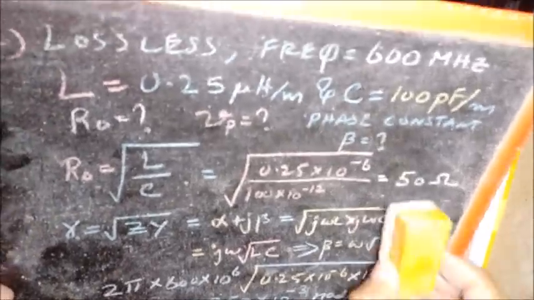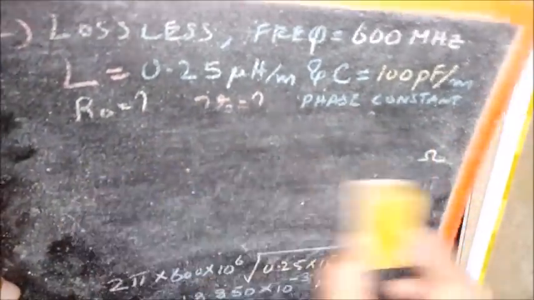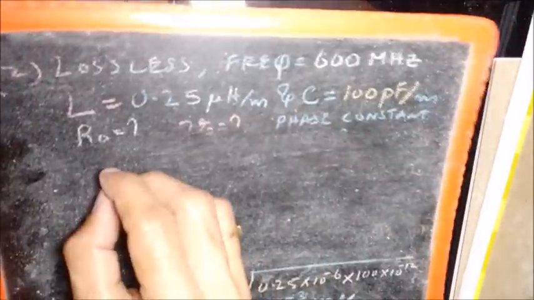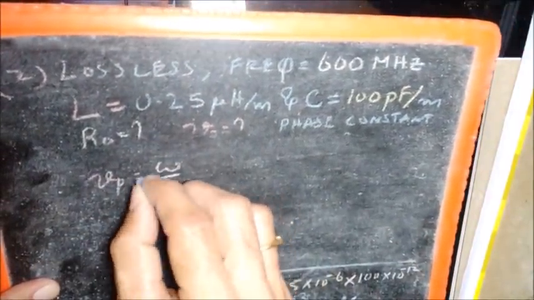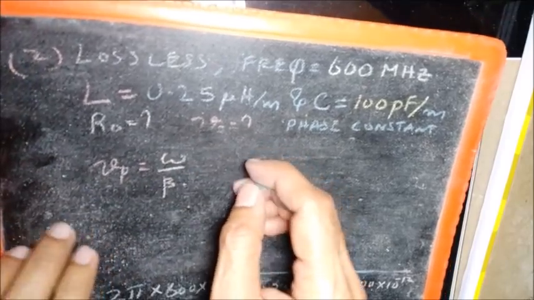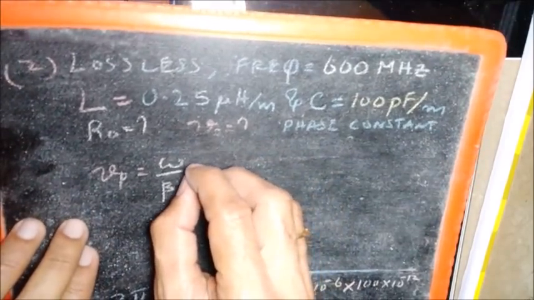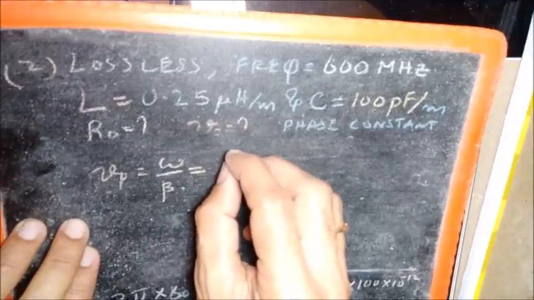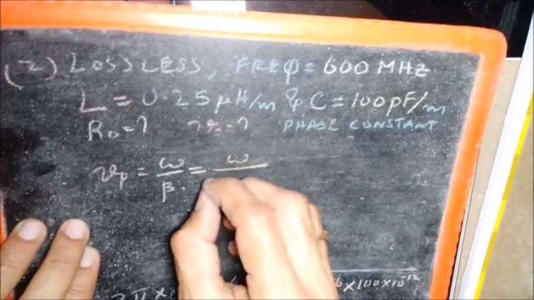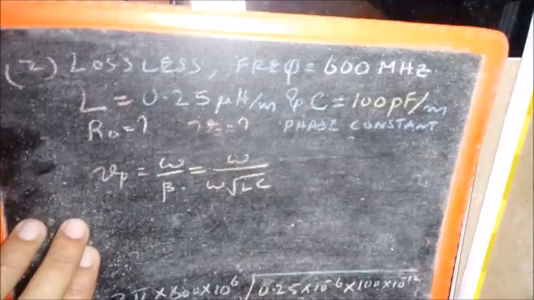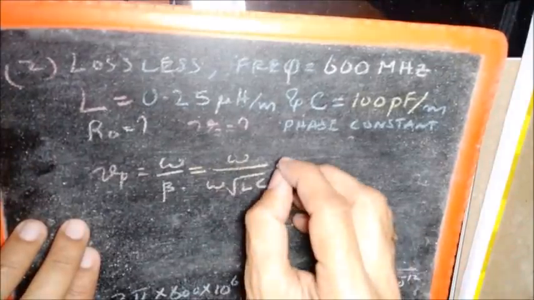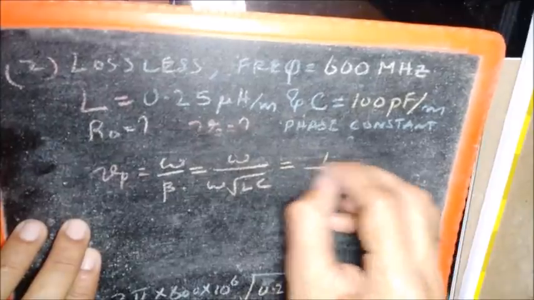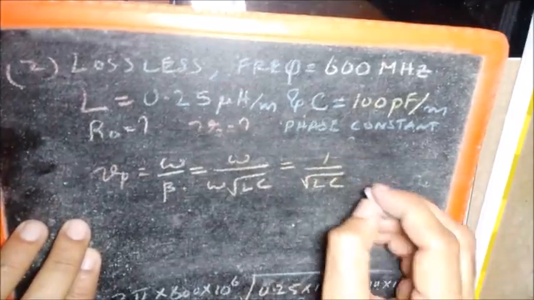And now moving on to phase velocity. Phase velocity is omega by beta. Again, I recall having taught this earlier. This will be omega by omega root LC, because just now we saw that beta is omega root LC, which means that the phase velocity is 1 by root LC.